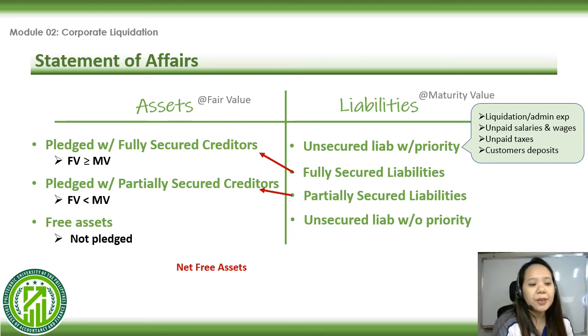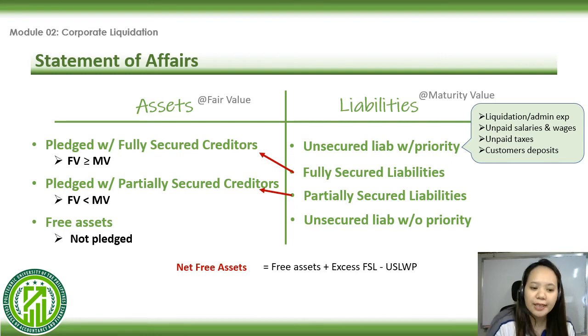Okay, so ano ba yung relevant numbers dito? You have first to compute for the net free assets. Computed as free assets, yung walang pledge, plus excess ng fully secured liabilities. Remember, yung sa liabilities mo, mas malaki yung value ng asset over the liability. So, yung excess noon ng asset, yung market value ng asset over the liability, pwede mo pang ipangbayad sa general creditors mo or unsecured creditors. Minus the unsecured liabilities with priority kasi dapat bayaran mo muna siya before everyone else.